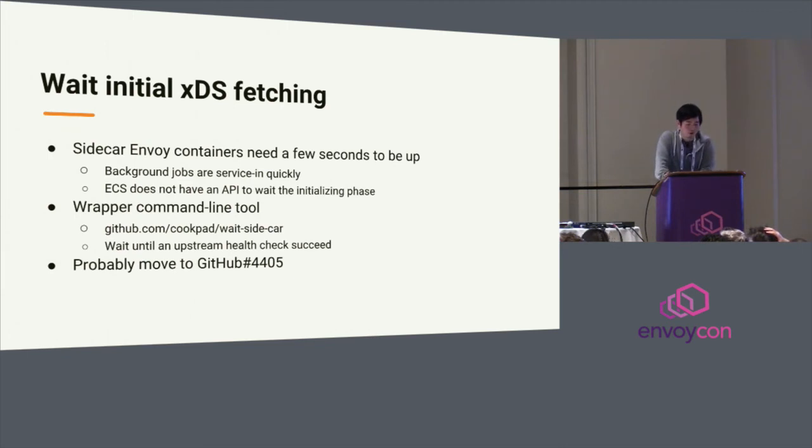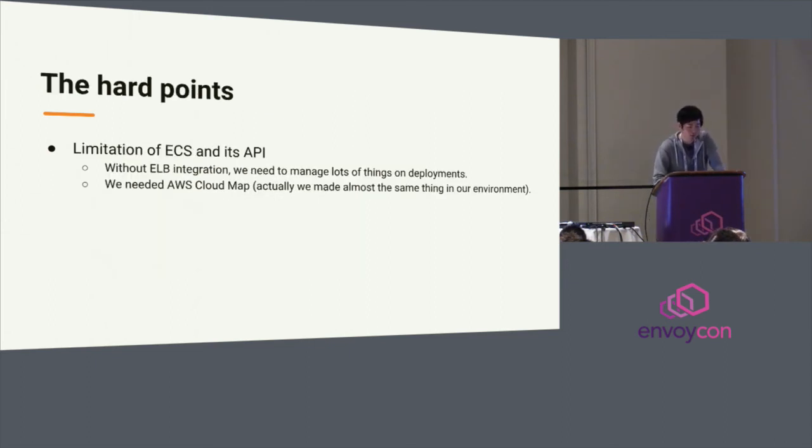And this is one of the operational problems we face. This is a waiting issue for initial XDS setup. In background jobs, we can't wait for the service with health checking. So sometimes the application container runs before initial XDS setup. To handle this issue, we developed a wrapper CLI tool, which waits for the initial XDS setup by health checking Envoy. And after waiting succeeds, it execs the application process. There were some hard points, but we finally handled them, so it's just for information.